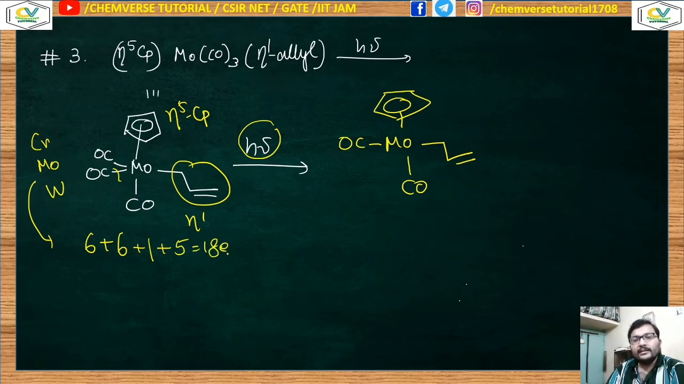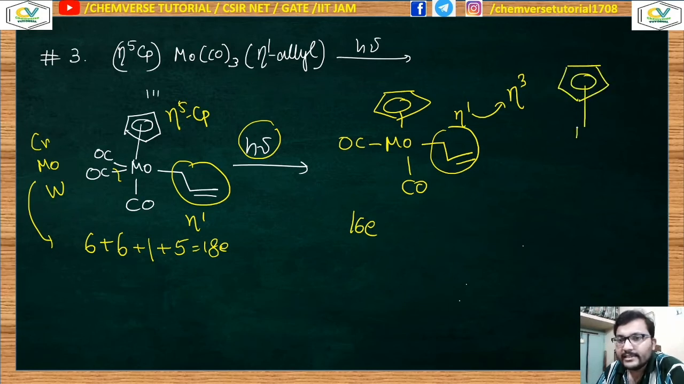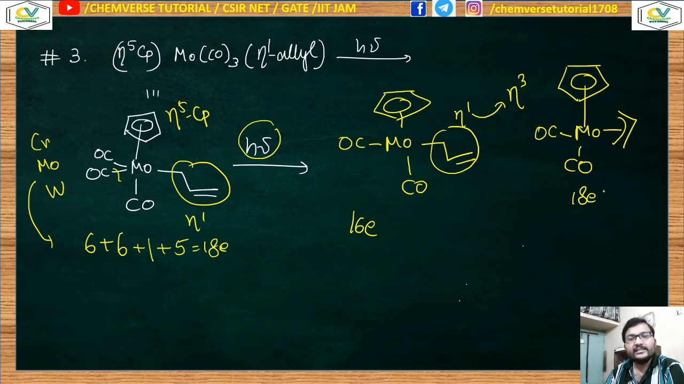When one carbonyl is removed from the system or is dissociated, then it turns into a 16 electron species. Understand? Now what it will do is the same thing that happened in the previous example. This hapto-1 allylic ligand will transfer into a hapto-3 allylic ligand. As a result, it changes its hapticity into hapto-3 and will form this kind of system. So it is again forming an 18 electron species. So this is the product.